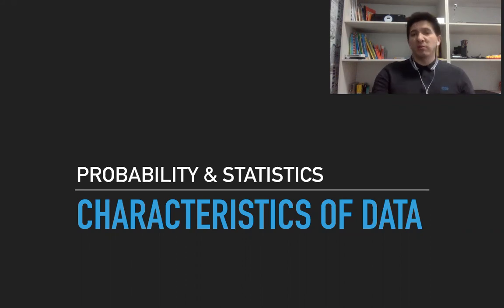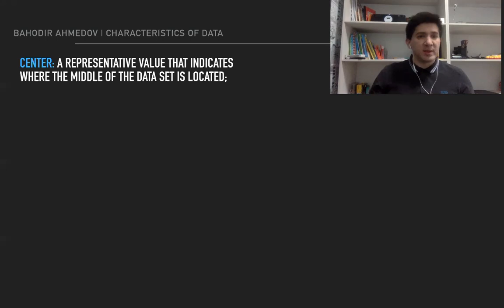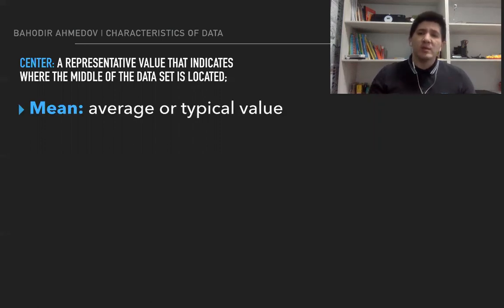One of the important characteristics of the data is called the center, which is the representative value that indicates where the middle of the data set is located. One of the easiest and most intuitive ways of measuring the central tendency of the data set is called the mean, which is the average or the typical value.